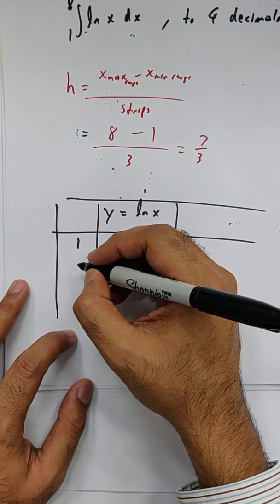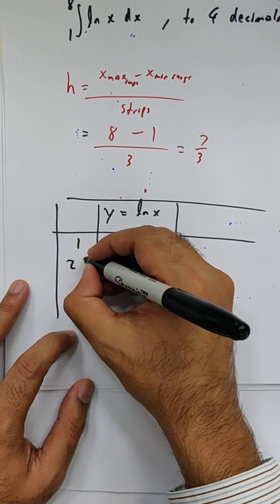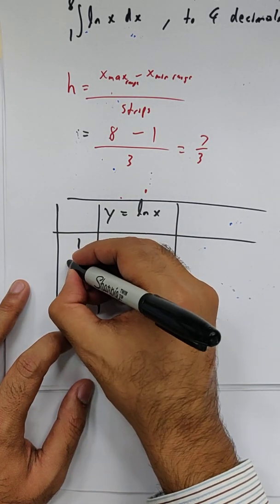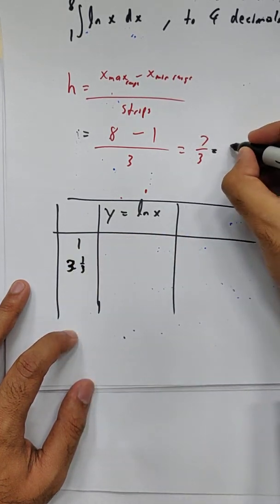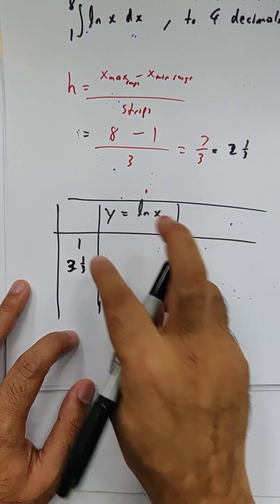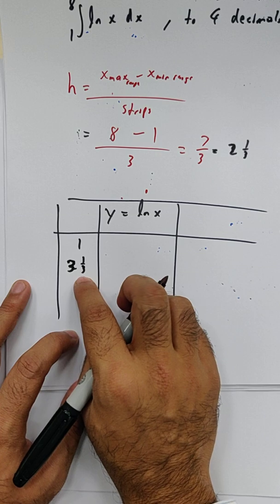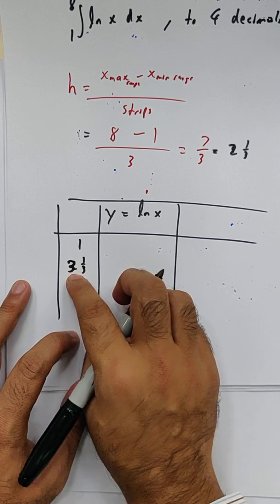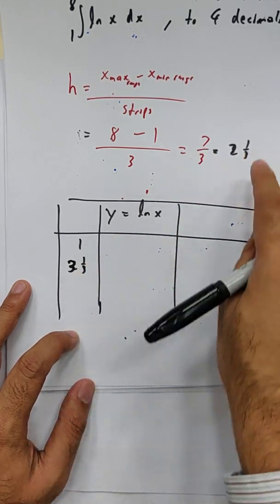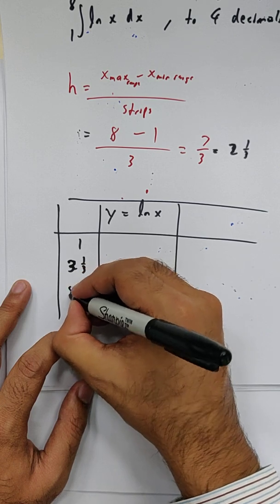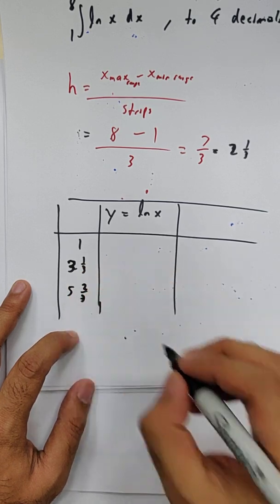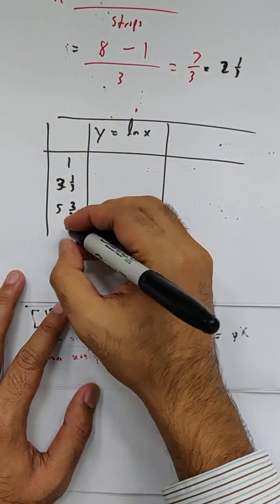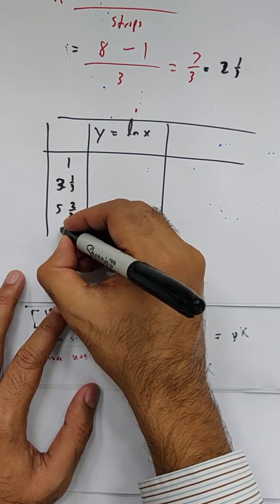Do you have a calculator with you? One plus 7 over 3, I get 10 over 3, or 3.3333. And this one plus 7 over 3 again, I get 17 over 3. You guys okay? And plus 7 over 3 again, I get 8.